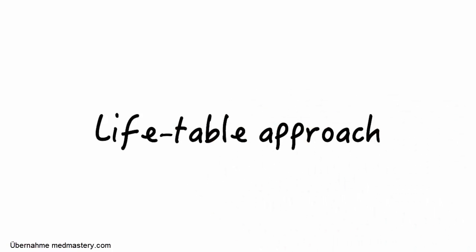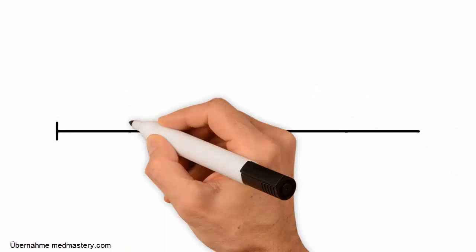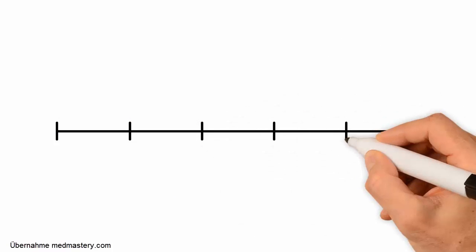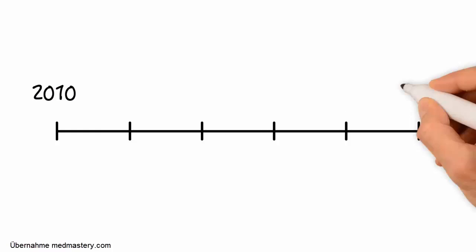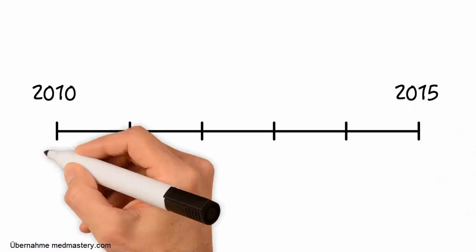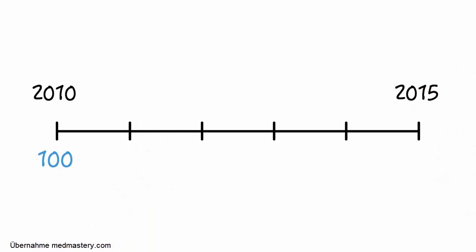Let's now turn to the so-called life table approach, which is a commonly used technique to assess survival and prognosis. Here's how it works. Let's say we conducted a study of a certain type of lymphoma. The study is conducted over a 5-year time period starting in 2010 and ending in 2015. In 2010, 100 patients joined the study. That's when they received treatment.